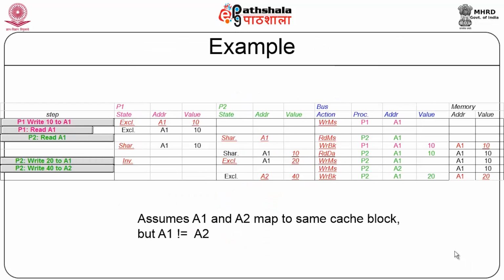So, this is an example to show what happens. Initially you have a request given. What will happen to the various reads and writes happening in the snoop based protocol? The only thing that you will have to assume here is A1 and A2 map to the same cache block, but A1 is not equal to A2.